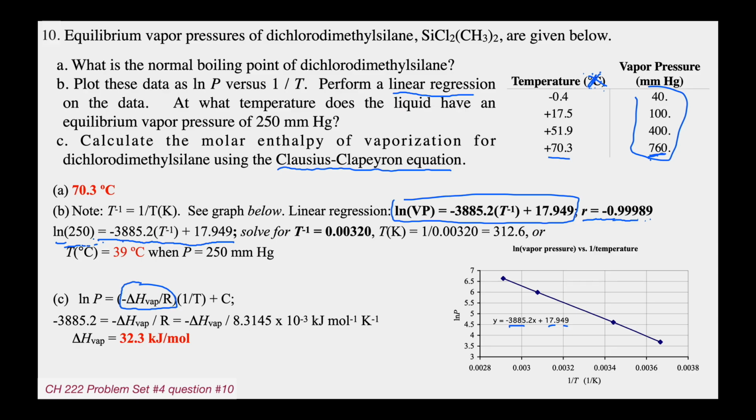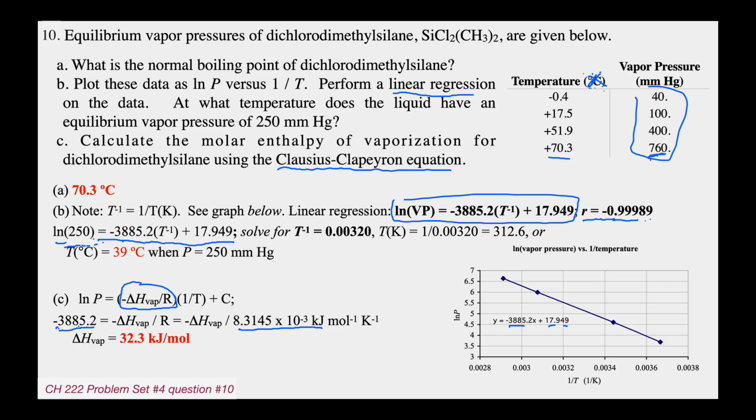So notice in the next part down here, I took the slope, and the slope is that negative 3885.2. That equals negative delta H over R. Now, R is the so-called energy R. It's an alternative version of R. We use 0.082057 a lot in the gases. This is the so-called energy R. The units are usually joules per mole Kelvin, but in this version, I'm using a kilojoules version because I want my answer to come out in kilojoules.